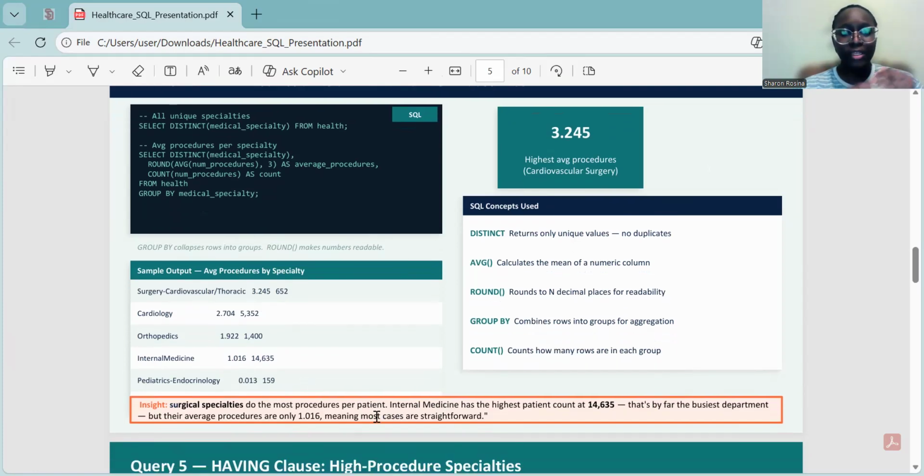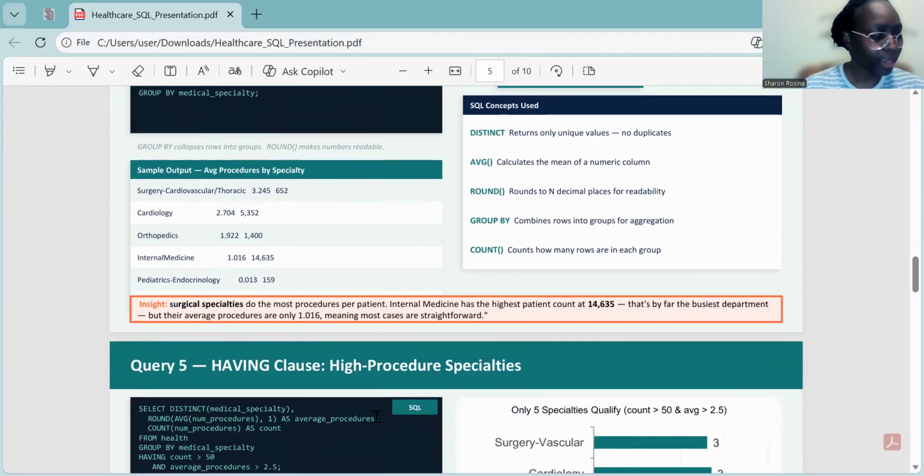So one of the insights was that surgical specialties do the most procedures per patient, the most CT scans, X-rays and all that. But internal medicine has the highest number of patients. That's by far the busiest department, but the average is only 1.01, meaning most cases in internal med are straightforward. They're not time consuming.